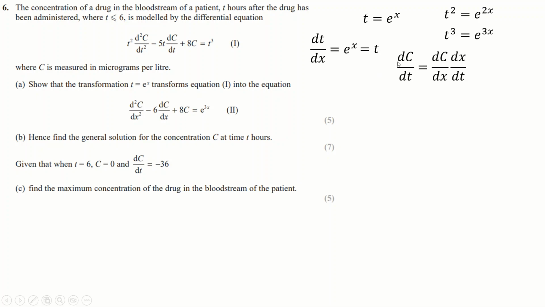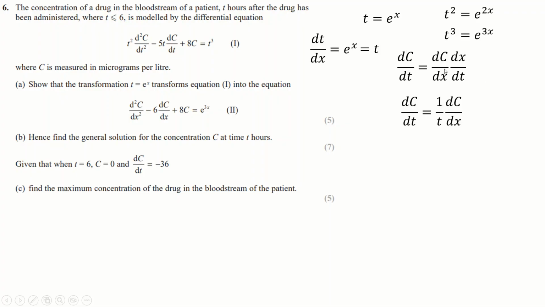dc by dt, we can just use this chain rule idea, is dc by dx times dx by dt, and you can just imagine these dx's cancelling, and you just get dc by dt. But we know dx by dt, flip this over, dx by dt is just 1 over t, so I think that equals that.